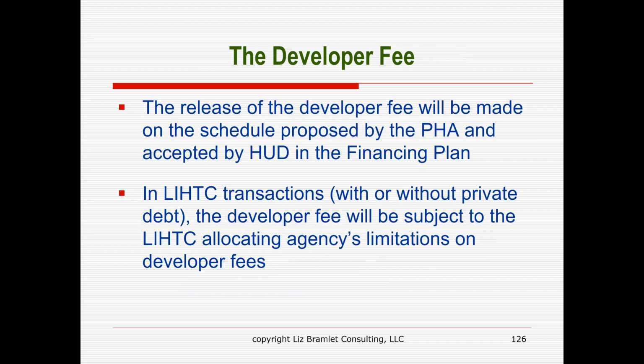Now, the release of the developer fee will be made on the schedule proposed by the PHA and accepted by HUD in the financing plan. It used to be HUD said when the developer fee could be released, but now it's based on what the PHA proposes in the financing plan, with the understanding that many of these projects will have low-income housing tax credits, and the developer fee is usually spelled out in the partnership agreement, and it spells out what the developer has to do in order to earn part of their developer fee, because they're basically being paid a developer fee by the partnership. And in many of these cases, too, the developer fee will be limited by the tax credit allocating agencies, or if they have other funding, HOME or Housing Trust Fund, something like that, there will also be a limit on the developer fee.